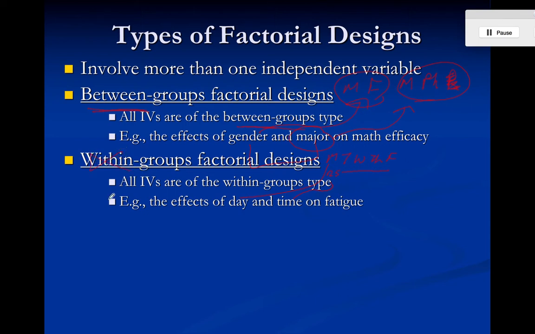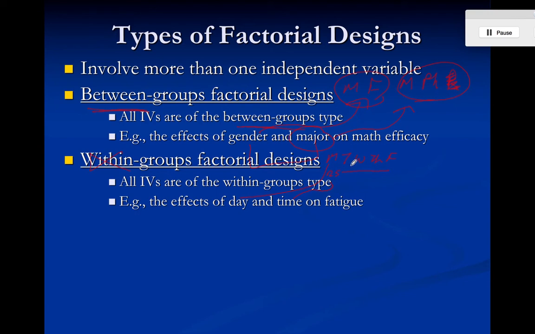Okay? Because in that case, my second independent variable of time would be between groups type, because you're not allowing her to be in all the times. You're only allowing her to be in one of the times. And here what I want to do is I want them to be in all of the days and all of the times. Okay, that's what I want to do here.